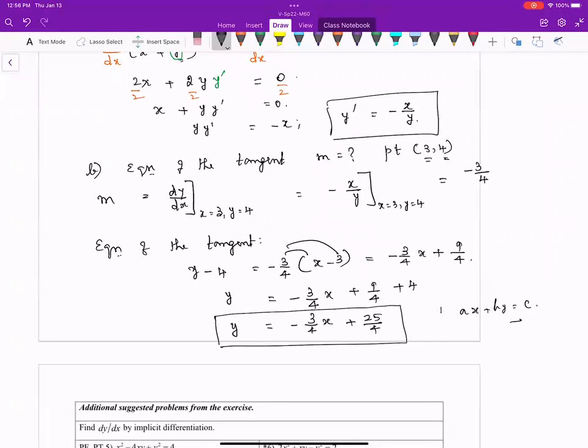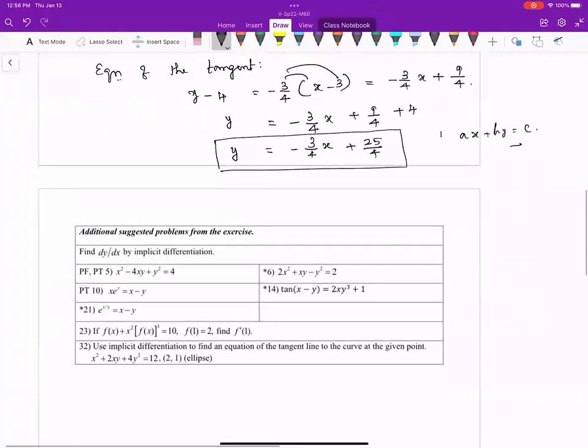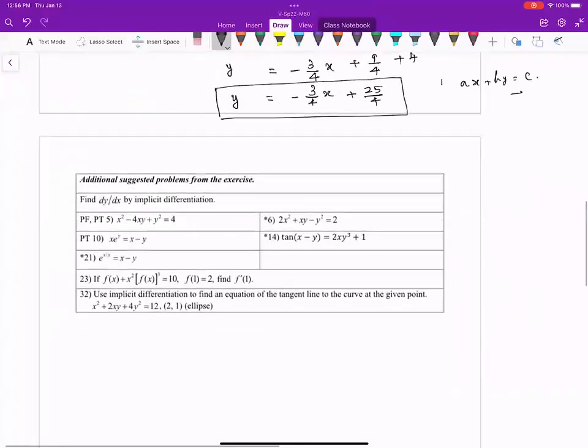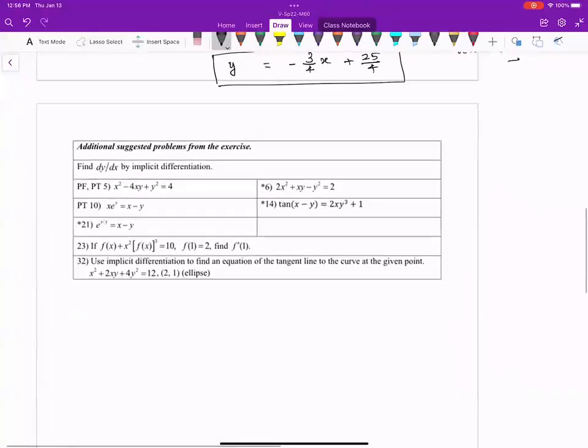So the first part is to get the derivative. The second part is to find the slope of the tangent at a specific point, and then write down the equation using y minus y1 equal to m times x minus x1. Let's try some additional suggested problems from the exercise. We will start with problem number 5, which is also a problem in the practice final and the practice exam.